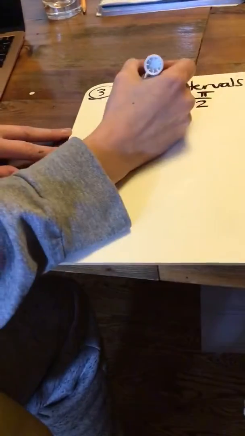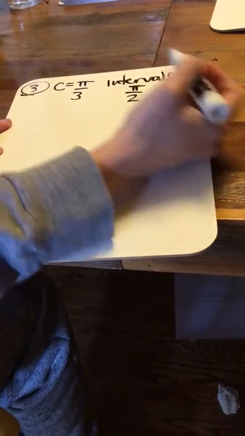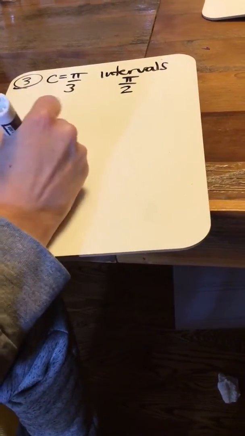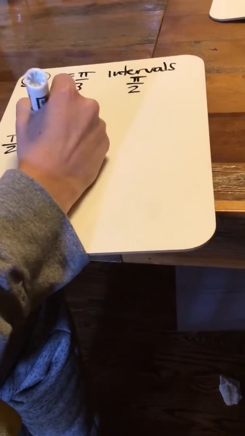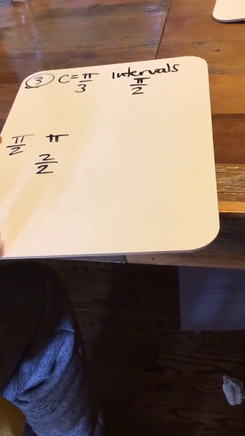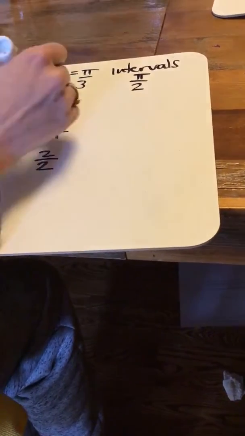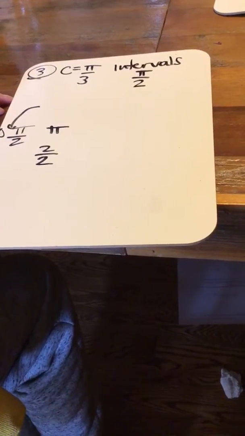So pretend I have pi over 3 as my phase shift, and my intervals are pi over 2. If I go by pi over 2s, I have 1 over 2, then 2 over 2, which makes pi. And before that would be 0. So pi over 3 is actually somewhere in between here. The 1/3 is in between 0 and 1/2. So that's going to make it harder to plot my points.